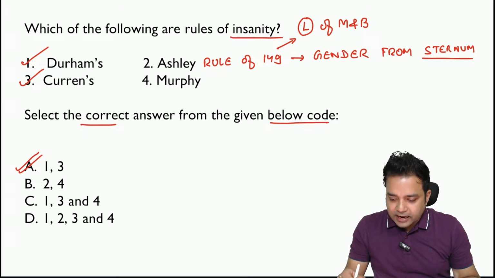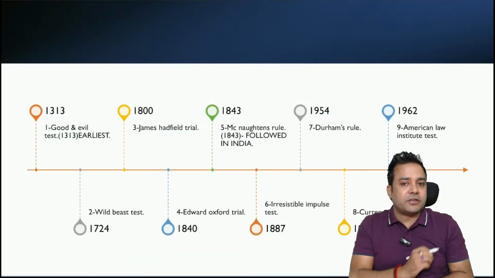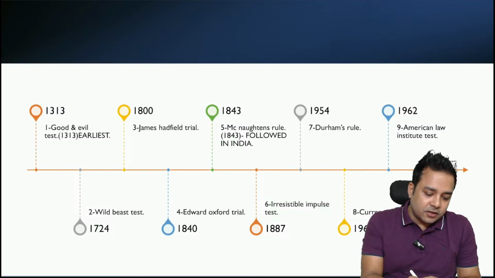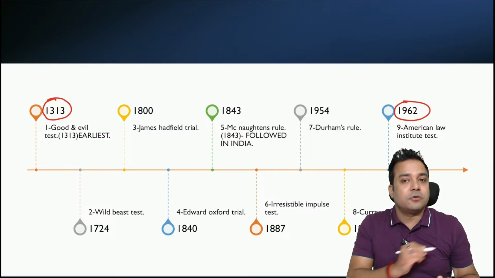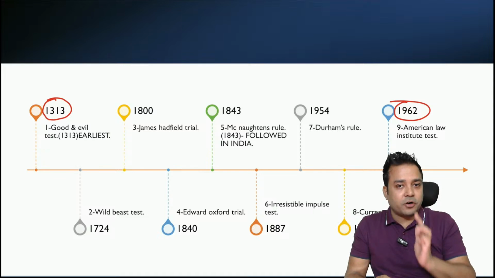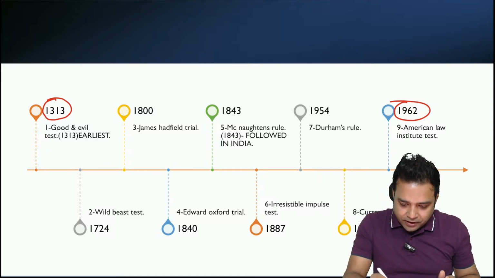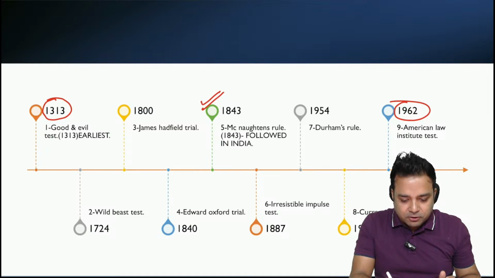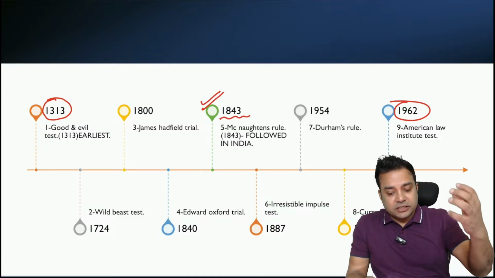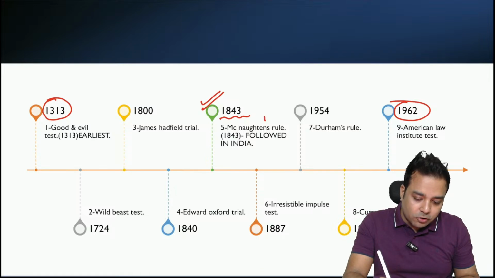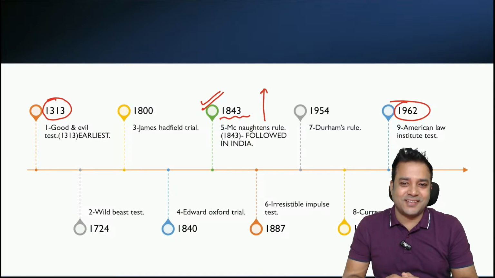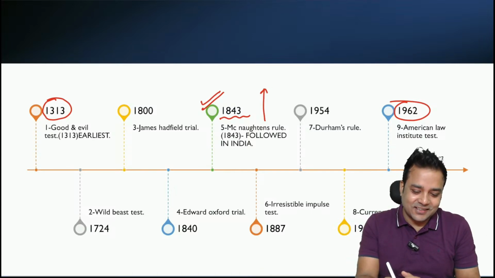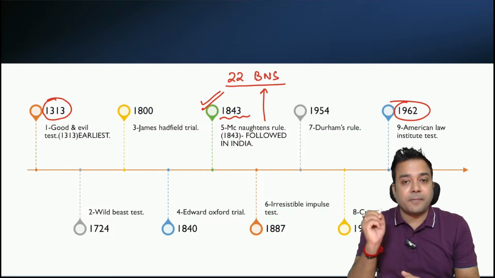So what I have done is I have prepared the list of all the tests of insanity till date, starting from 1313 till 1962. These are the important tests of insanity. Right from McNaughton's 1843, this McNaughton's rule came into existence, which is still followed in India, and according to the new laws, McNaughton's rule now comes under which section of Bharatiya Nyaya Samhita? Answer is section 22 of Bharatiya Nyaya Samhita. This we should remember.